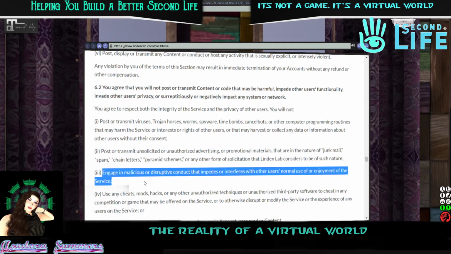You will not engage in malicious or disruptive conduct that impedes or interferes with other users' normal use of or enjoyment of the service. Again, this is one of those things that involves a person's best judgment and, let's face it, human decency and common manners. That is something that, well, only you can control. Those are things like the trolls and the griefers and the people that just get thrills and kicks from making other people miserable and thinking that other people are just NPCs with no feelings, and they can just use them as their target practice of hate and abuse.